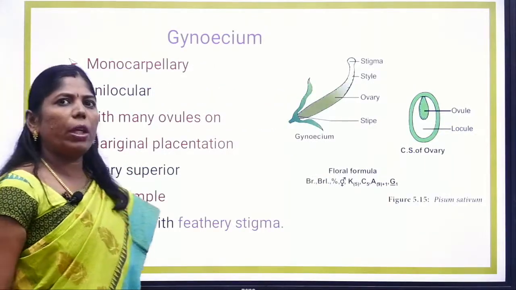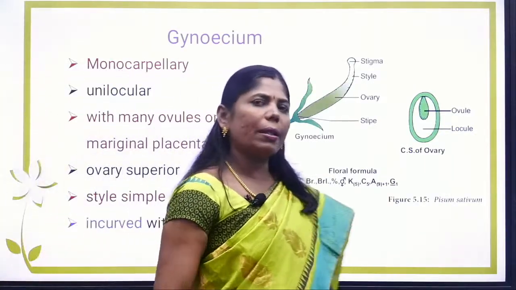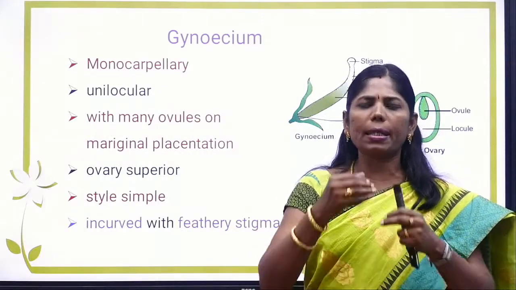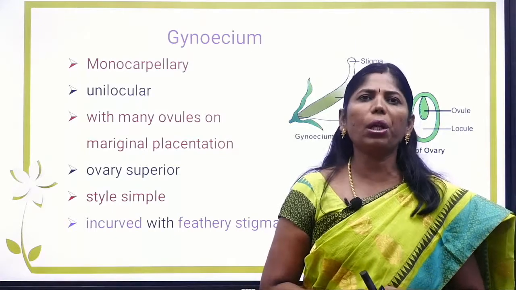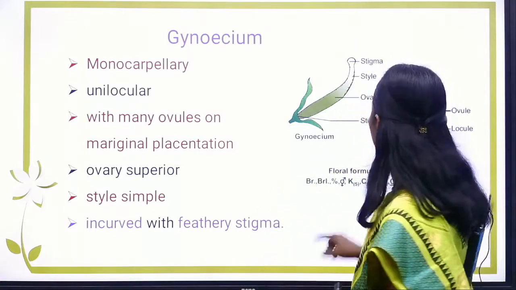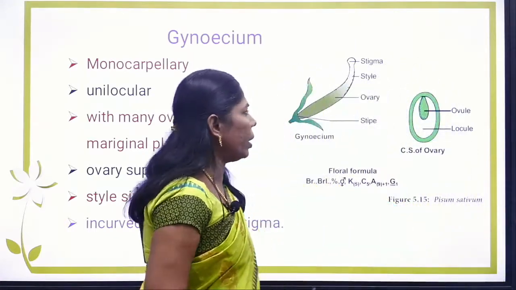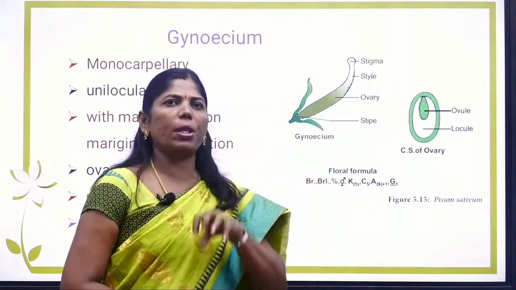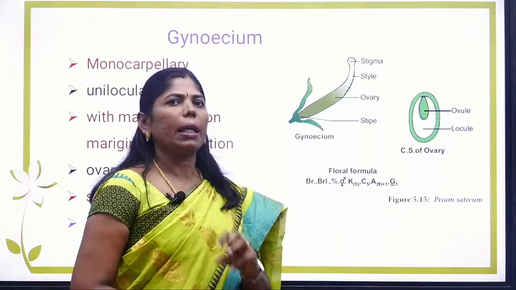So Gynoecium is a female part of the flower. Okay, so what is the character of the Gynoecium? That is monocarpellary. Monocarpellary means it has a single carpel. Okay, it is unilocular. Each locule comes as up. So this is an example for CS of ovary. So it has a locule. This is an ovule. Over locule, over ovules வந்து இருந்துச்சுனா that is a monocarpellary condition.